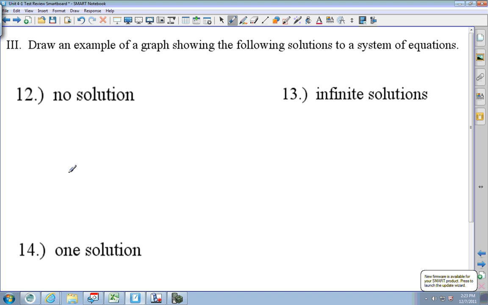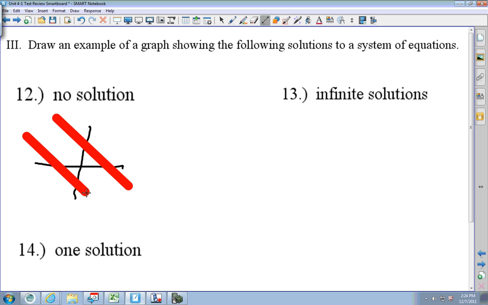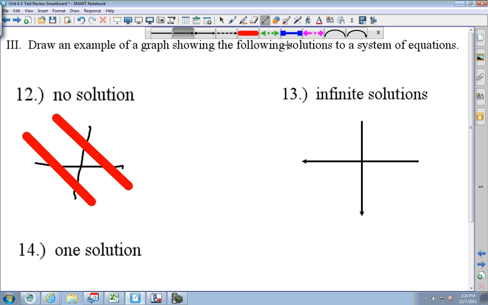Okay, this one says, draw an example of a graph showing the following solutions. What do they look like when there is no solution? Well, if there's no solution, they're going to be two parallel lines, so they're not going to touch. Now, if there's infinitely many solutions, that means that on my graph, all I'm going to do is see one line, because the two lines would be on top of each other.